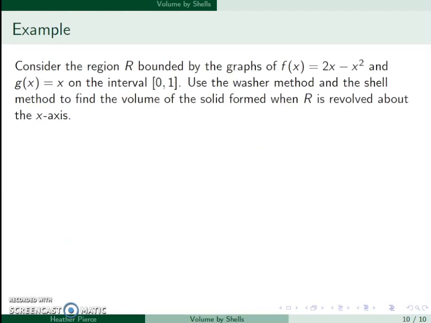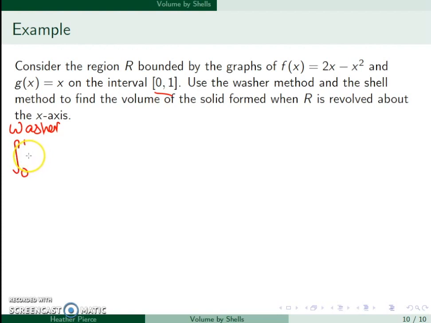And we'll do one last example. Here we're going to use the washer method and the shell method to see exactly what's going on. So the washer method will actually be integrating with respect to x. So we can see that we're considering the interval 0 to 1. So that tells us our bounds. And if you graph this, you'll see that f of x is on top.